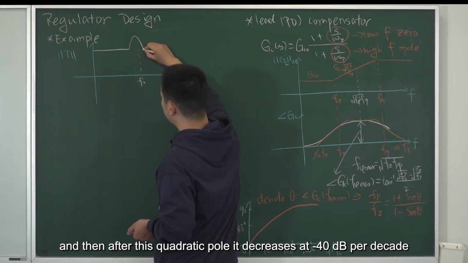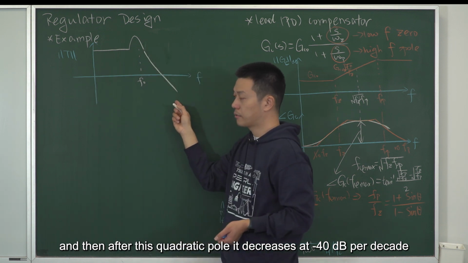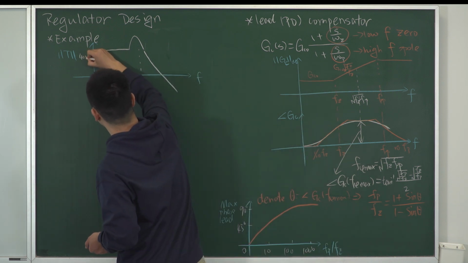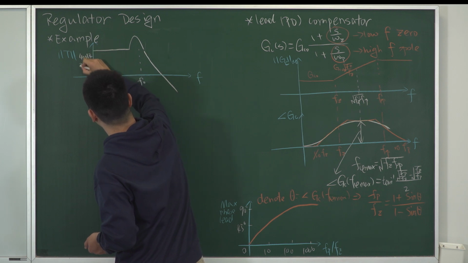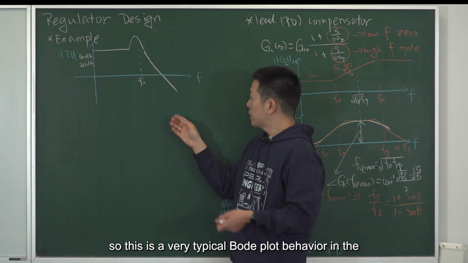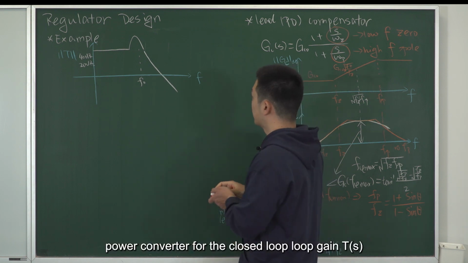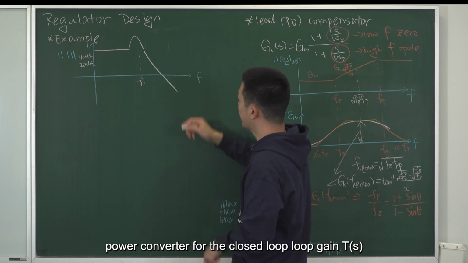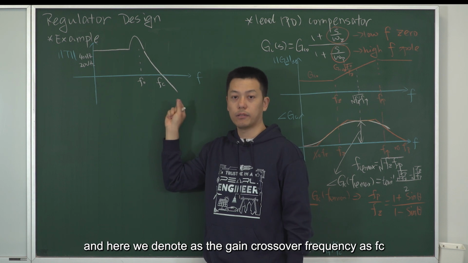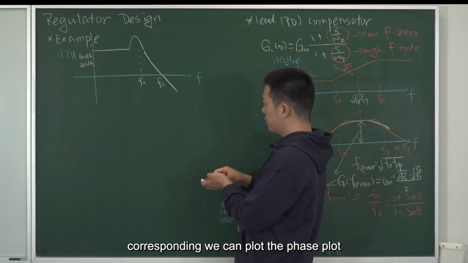After this quadratic pole, it decreases at minus 40 dB per decade. For example, here is 40 dB, here is 20 dB. This is a very typical Bode plot behavior in a power converter for the closed loop gain T. And here we denote the gain crossover frequency as Fc. Correspondingly, we can plot the phase plot.